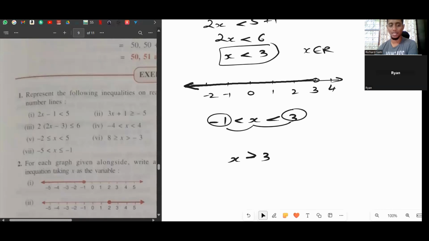Here x is between 8 and -3. See the reverse here, big to small. That's why the sign is different. Instead of less than, they put greater than, greater than. So 8 is the greatest till 3.